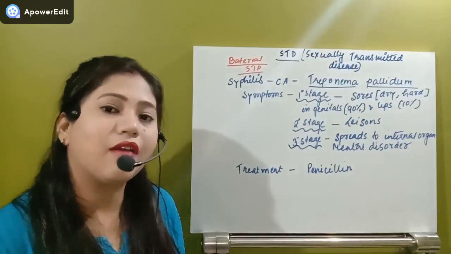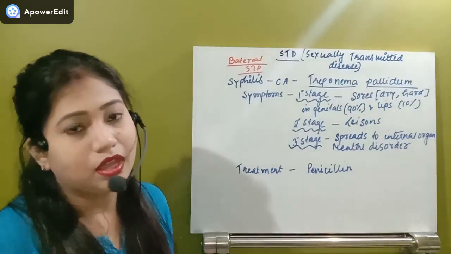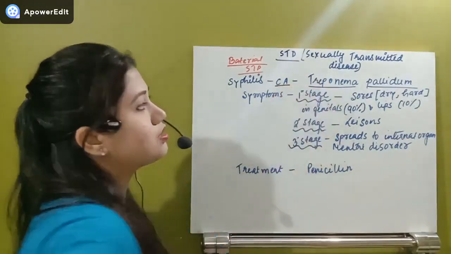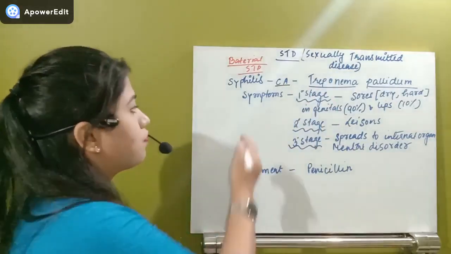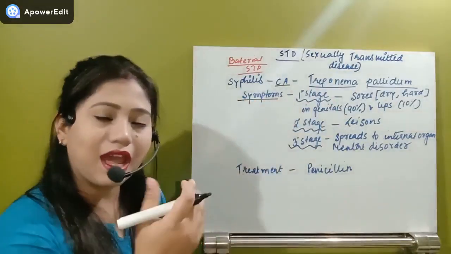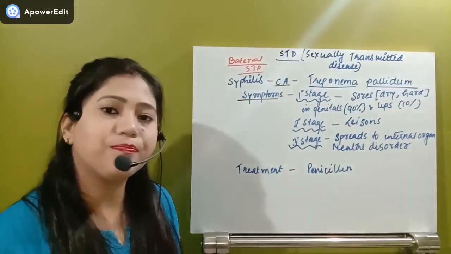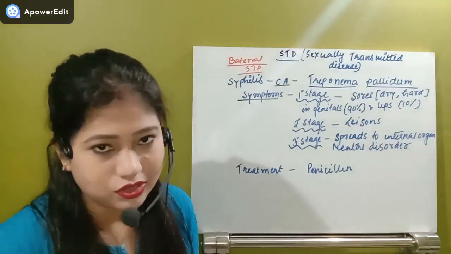Next disease after gonorrhea is syphilis. This is also a bacterial disease. Now to see what is the causative organism. The causative organism is Treponema pallidum. What happens in that disease? First of all, the symptoms will be divided into three parts: the primary stage, then the secondary stage, and after that, the tertiary stage.